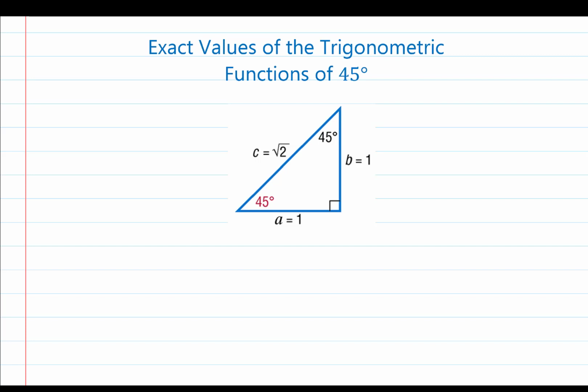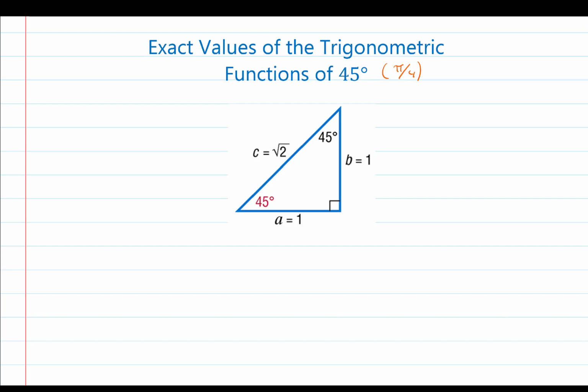Welcome back, mathematicians. In this video, we are going to find the exact values of the trigonometric functions of 45 degrees. Keep in mind that everything we do will also be true for the radian equivalent of the measurement of 45 degrees, which is pi over 4.